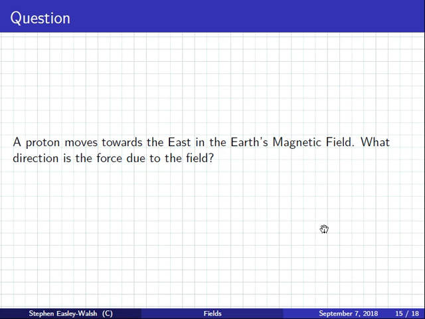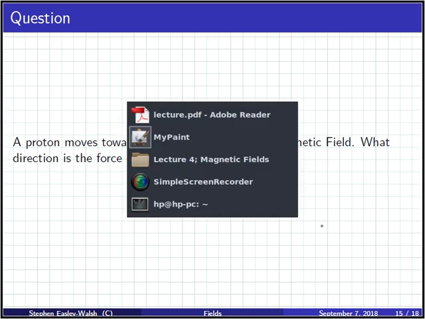A proton moves towards the east in the Earth's magnetic field. What is the direction of the force? Okay, so here is north, here is south, here is east, here is west.